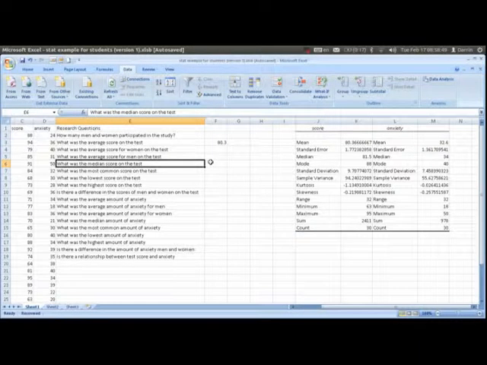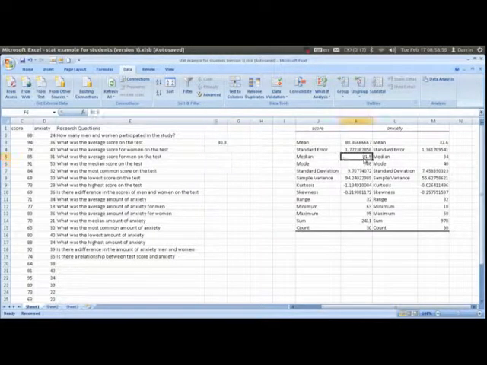What was the median score on the test? We're going to skip the difference for men and women for right now. The median score, again, the computer tells you the median was 81.5. We put 81.5 right here. Next, we have to look at the mode. In other words, the most common score. That's what the mode is. The most common score, you can look right here, is 88. So we take that information, we put it right here next to our research question.